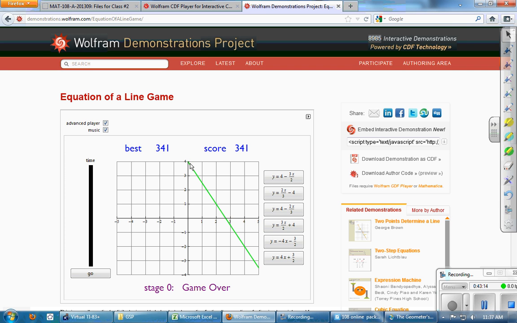And we'll do one last one. So this one is down 3/2, -3/2 x plus 4, but the time went much quicker. Let's see, -3/2 x plus 4, I think is that one there. So 341 points is my best score right now.